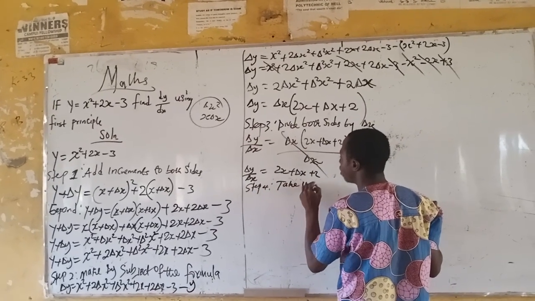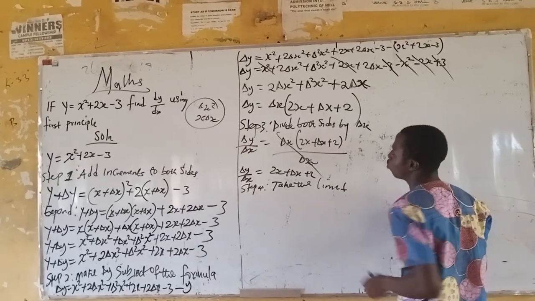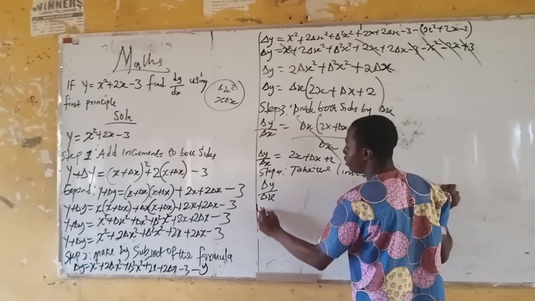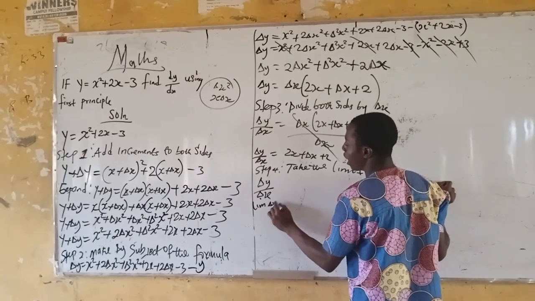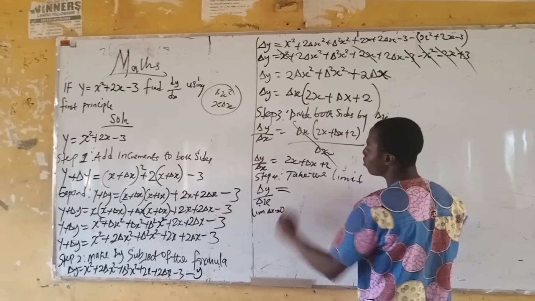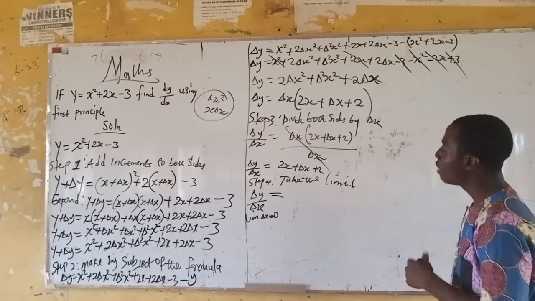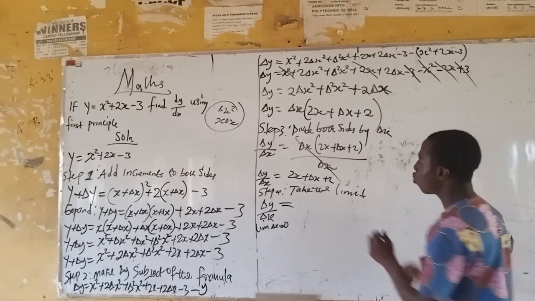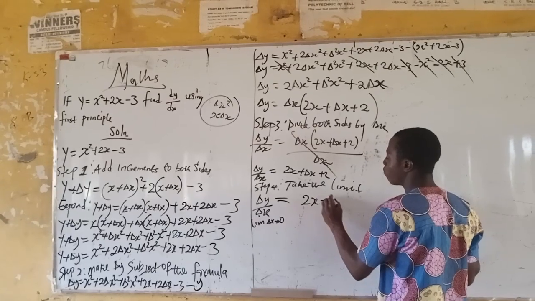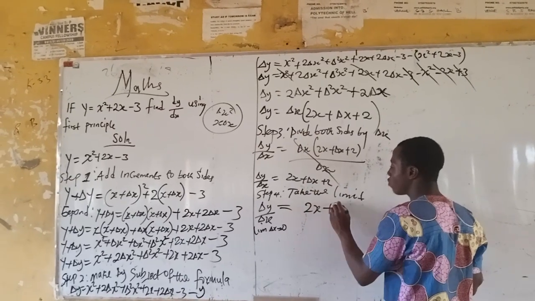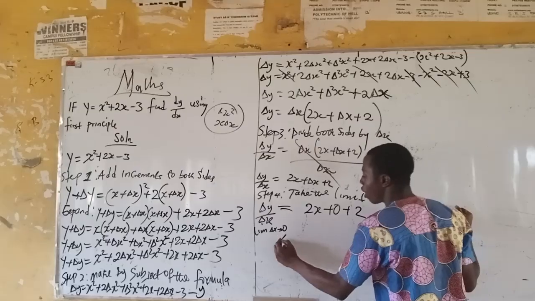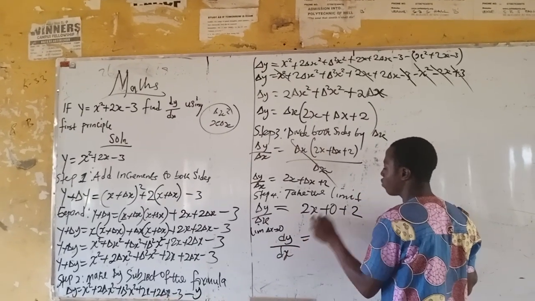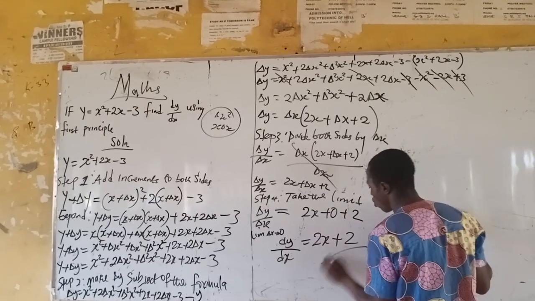Take the limit. So if we are taking the limit, it's going to be dy over dx, the limit as delta x tends to 0. When we say take the limit as delta x tends to 0, if anyone will see delta x, we replace it with what? 0. So it's going to be 2x plus, see the delta x, it will be 0, plus 2. Therefore our dy over dx is going to be 2x plus 0, which is 2x, then plus 2. So that is the answer.